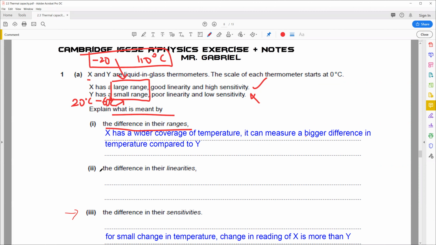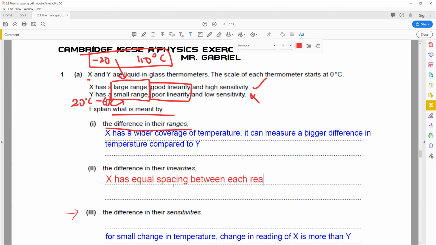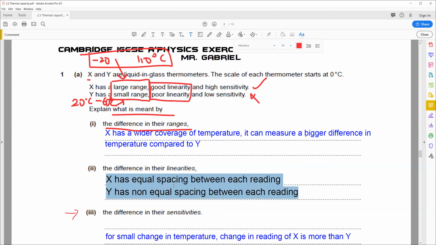All right. Now, after that, if you talk about the difference in their linearity, one has good linearity, one has poor linearity, right? You could say something like, X has equal spacing between each reading, whereas Y has non-linear, non-equal spacing between each reading. Yet again, you're just talking about the difference in their linearity. Just mention what you understand, and phrase it in proper words. It should be acceptable as well, guys.